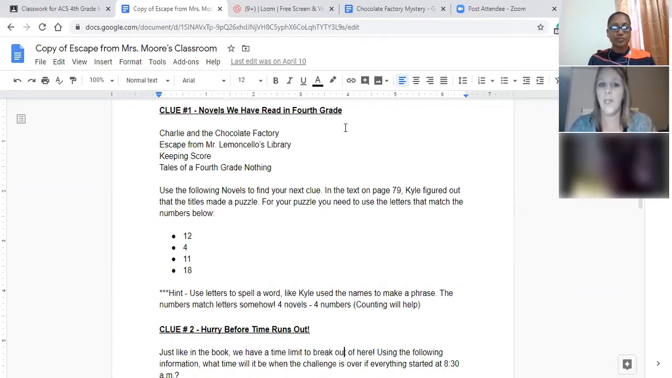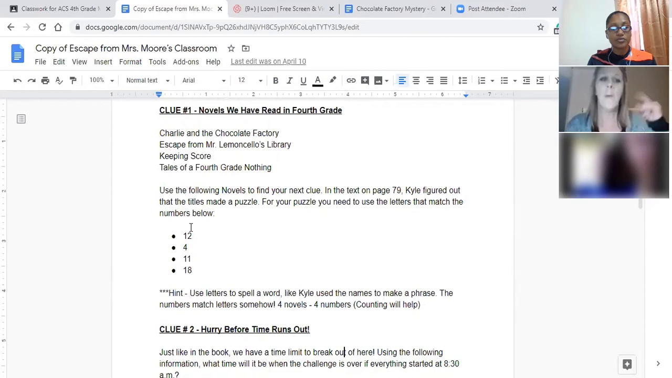So for example, this clue right here are the 4 novels that we have read in class. And so I made them kind of go along with all that. And I told them they had to solve this by using letters, and I gave hints. Use the letters to spell a word, like Kyle used the names to make a phrase, and I related that back to the book they're reading. The numbers matched the letters somehow, 4 novels, 4 numbers. And basically for this one, they had to brainstorm, they had to solve, but number 12. So if you count 12 letters in Charlie and the Chocolate Factory, you get to the H. And so this basically spelled out the word hard.